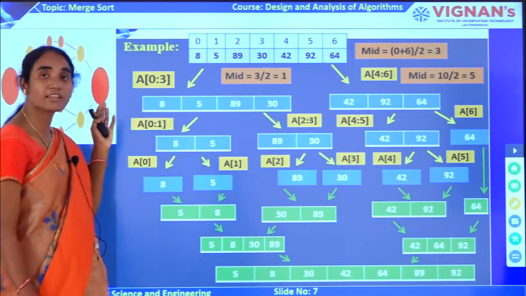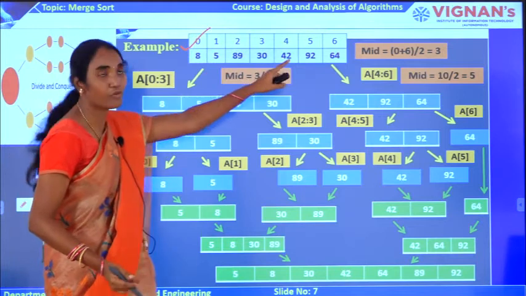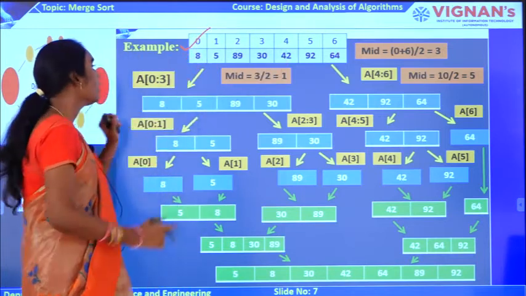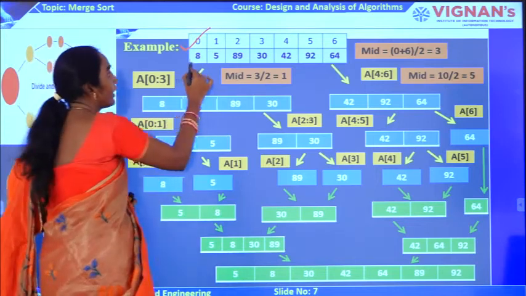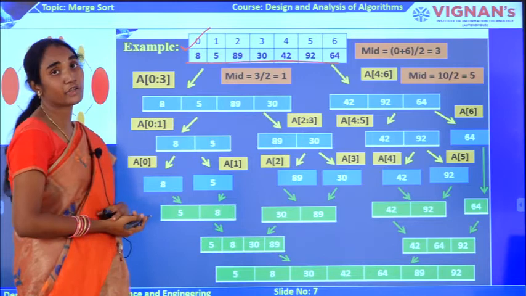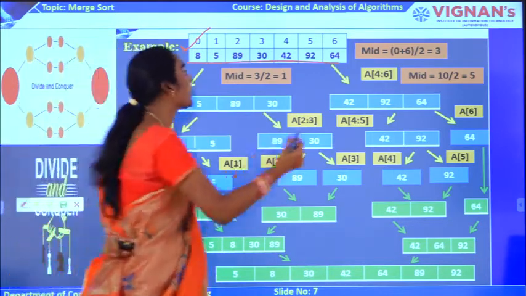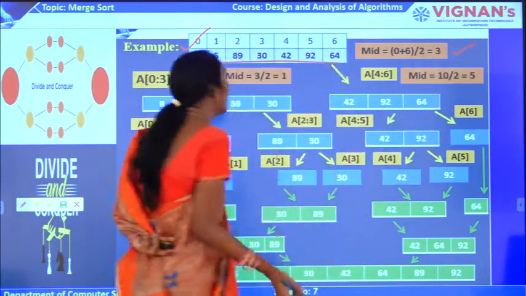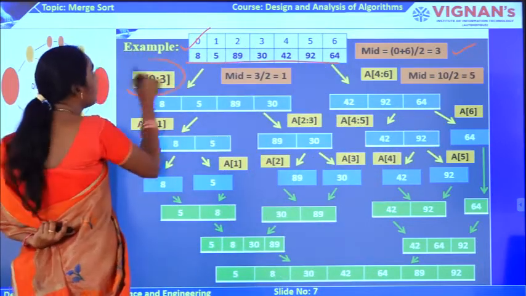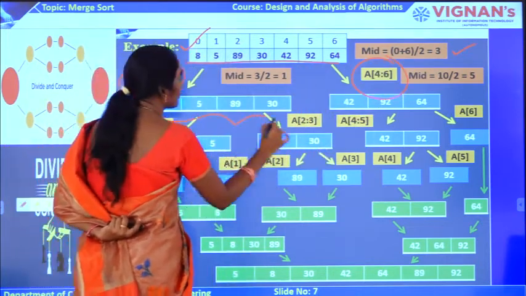So let us consider this example. This is my given list, indices 0, 1, 2, 3, 4, 5, 6, where 0 is the starting index and 6 is the ending index. The list is 8, 5, 89, 30, 42, 92, 64. Initially I need to find the mid position. What is the mid position? (0 plus 6) by 2, which is equal to 3. As the mid position is 3, from 0 to 3 is one list and from 4 to 6 is another list. So now this is my list.